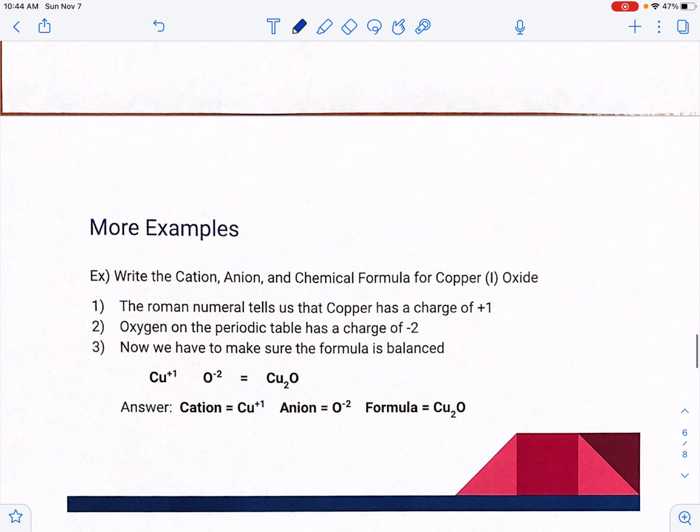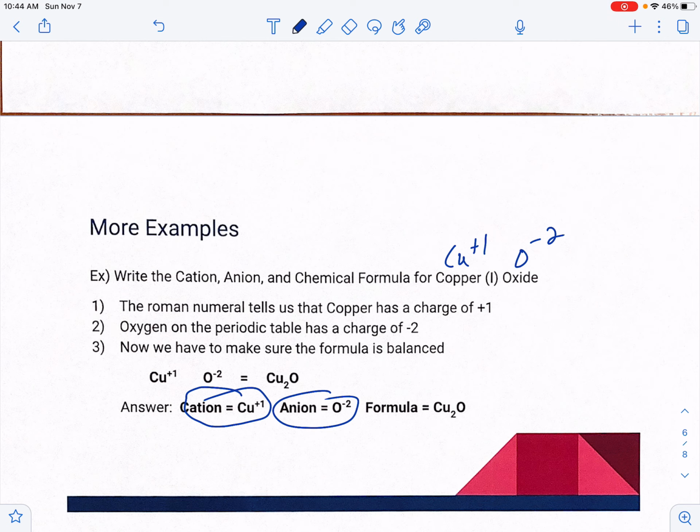Now, more examples: write the cation, anion, and chemical formula for copper(I) oxide. I'm asking you to split them up first, tell me the charges of each individual piece, and then write the formula for the entire thing. And I just gave you a name: copper(I) oxide. Remember, that Roman numeral tells us that copper has a charge of +1. So there's part of my answer right there: Cu is a +1 charge. Now, if you look on the periodic table, oxygen has a charge of -2. There's another part of my answer. So there's my cation and anion, the first 2 parts of my answer.